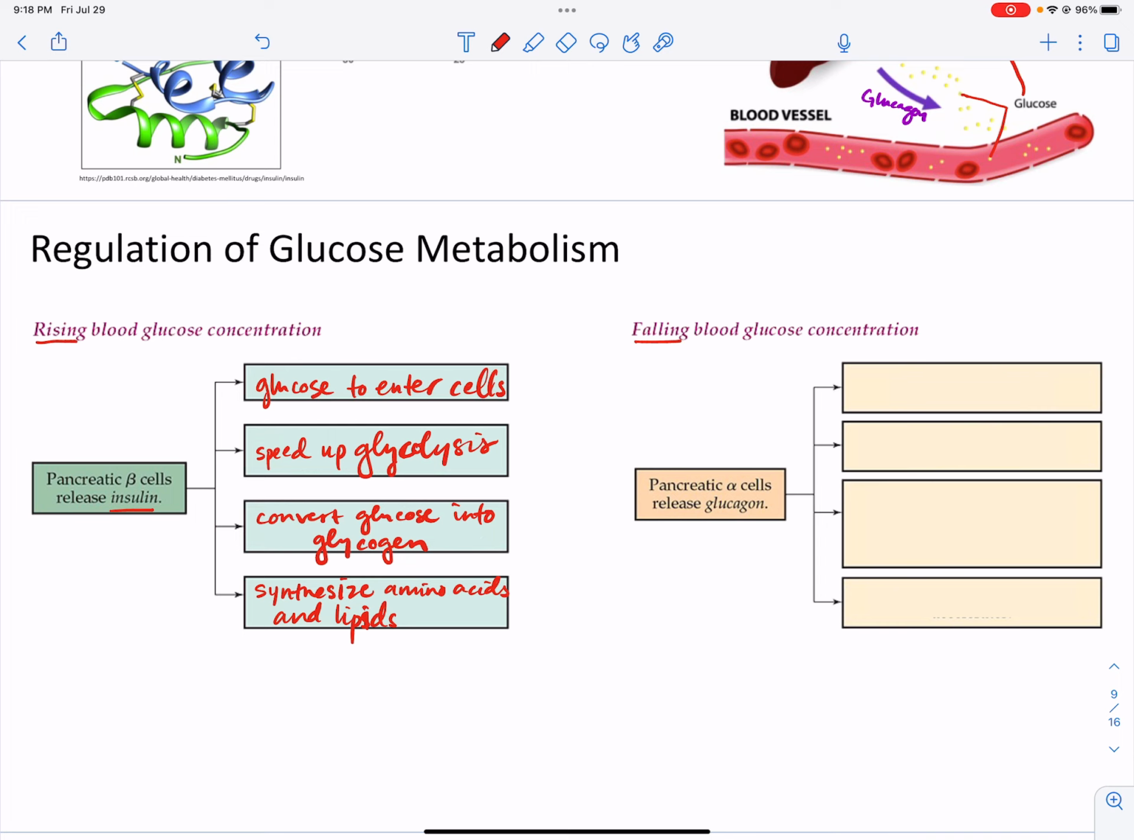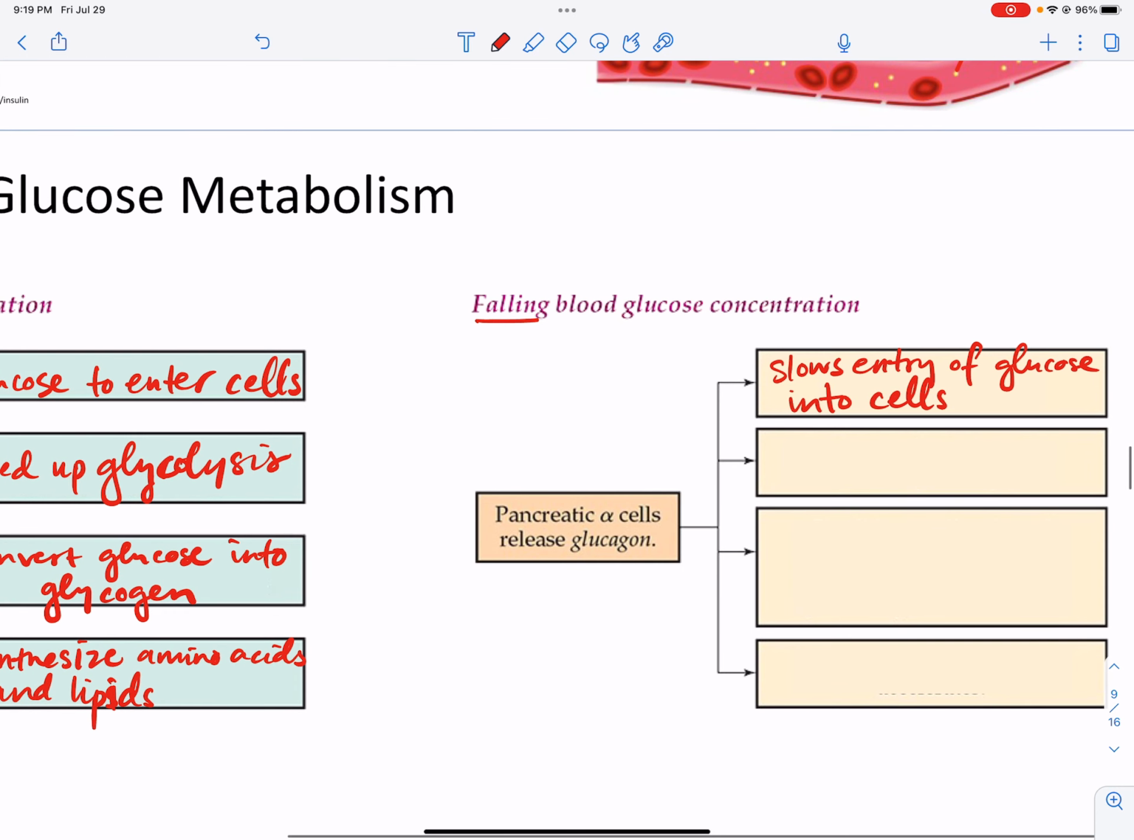It's first going to cause an entry of glucose in the cells to slow down. So it slows the entry of glucose into cells. That way it stays in our blood longer or better. It's also going to cause glycogen to break down. Breakdown of glycogen.